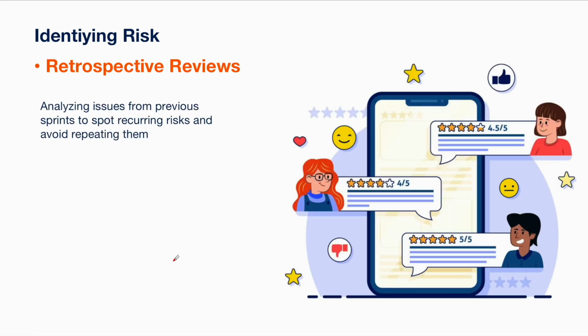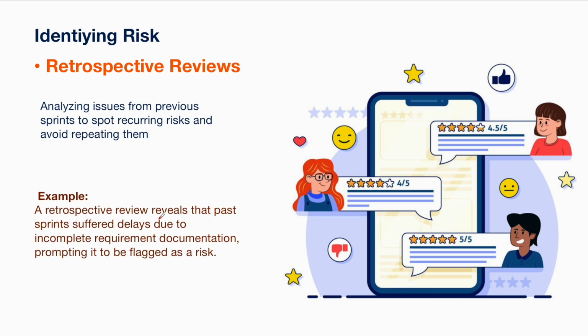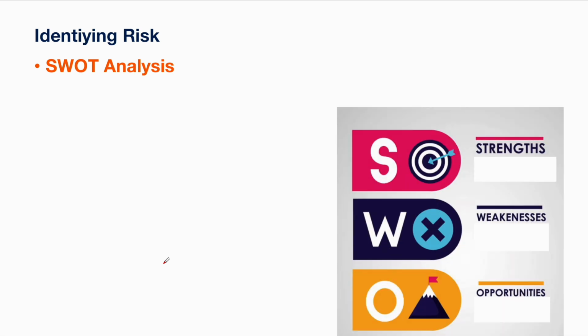Another approach for identifying risk is retrospective reviews. We analyze the issues from the previous sprint to spot recurring risks and avoid repeating them. When you go through the risks that you have faced during a previous sprint, you will be able to identify the possible risks for the coming sprint as well. For example, a retrospective review reveals that a sprint suffered a delay due to incomplete requirement documentation. It means you can follow up to get the updated document so that you can avoid that risk in the coming sprint.